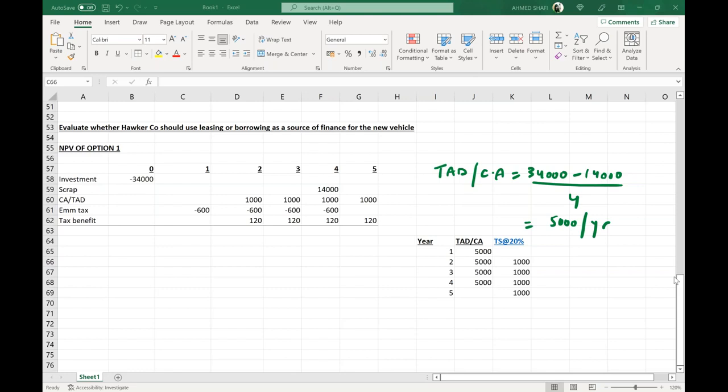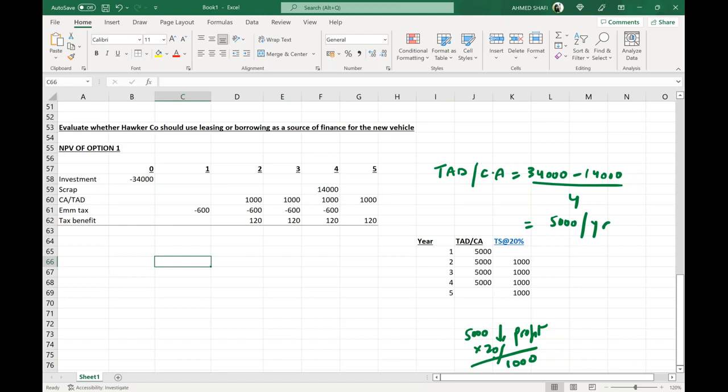Shaban, it's depreciation, straight line basis. So the straight line basis formula for each year depreciation is cost less scrap value over life. So cost was 34,000 less scrap value 14,000 over life, 4 years. So it's 5,000 each year. So 5,000, 5,000, 5,000, 5,000 is the depreciation. Now, if you are getting a depreciation of 5,000, this will reduce your profits by 5,000. And if profits are reduced by 5,000, obviously you have to pay less tax. What is the tax rate? So less tax of 1,000. This is what the tax benefit is.